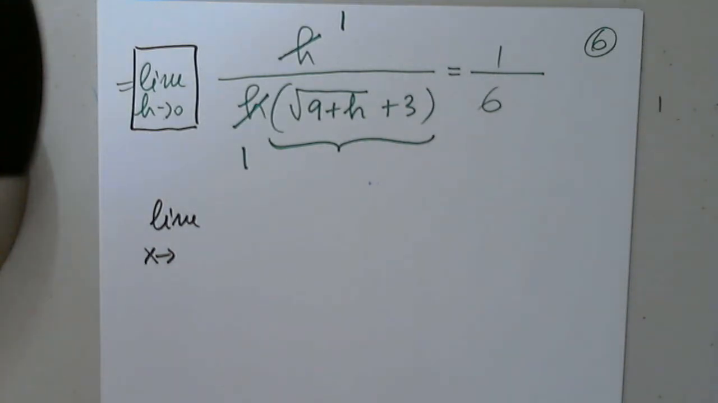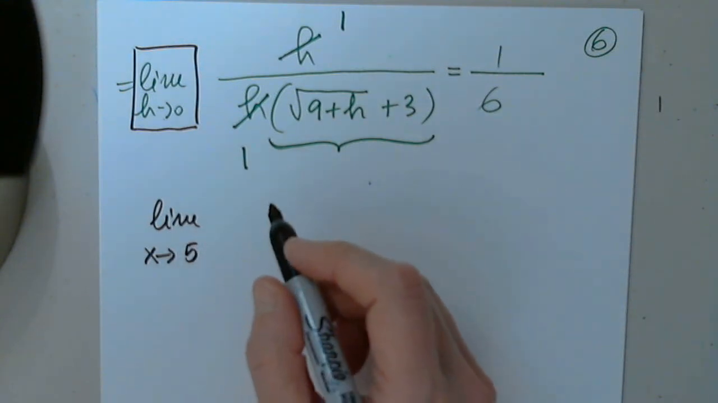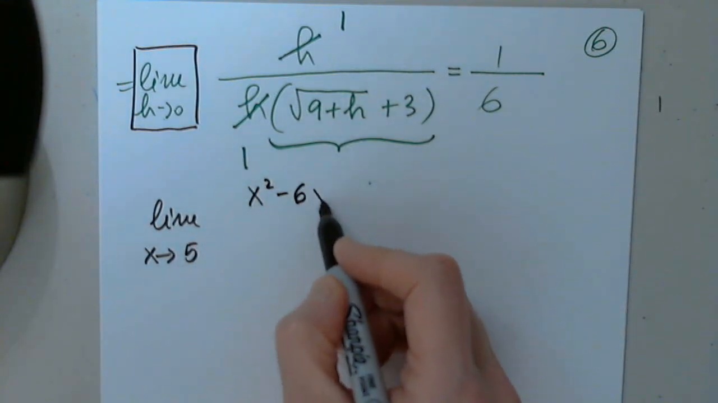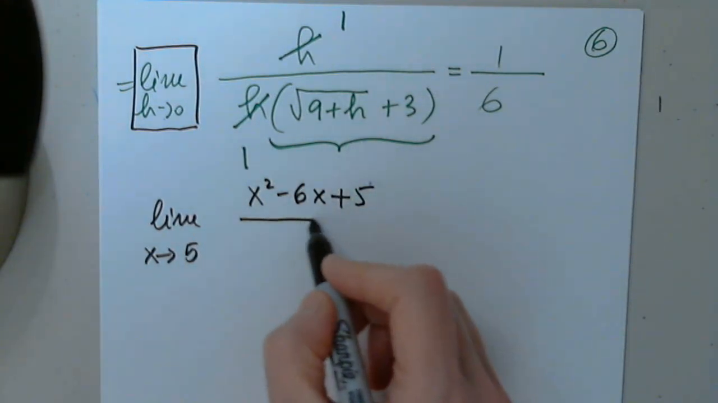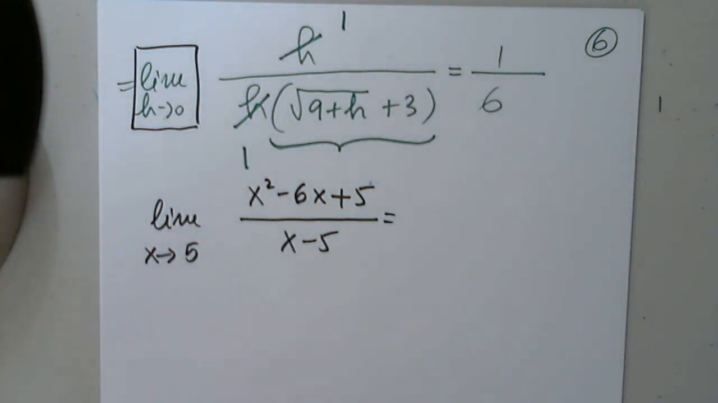Next, I would like to look at, so we did a rationalizing. Let's look at a factoring situation. So let's look at limit as x approaches 5 again, from x squared minus 6x plus 5 divided by x minus 5. What is the starting point? Anyone?